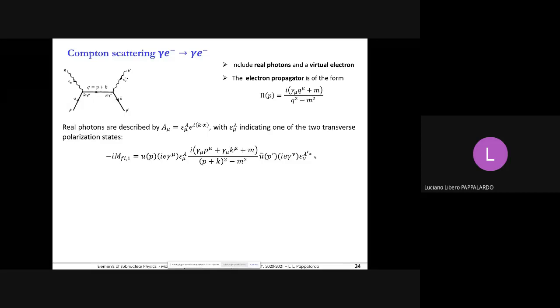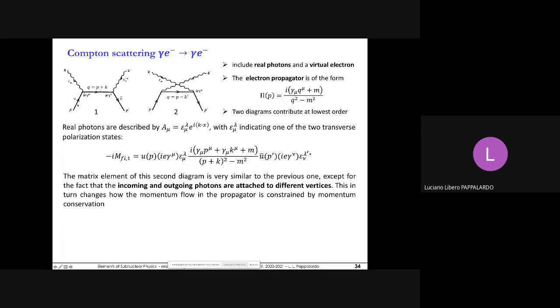However, this diagram interferes with this other diagram where you interchange the two photons, because these are indistinguishable. The matrix element of this second diagram is very similar to the previous one, as we observed already for the Møller scattering, except for the fact that the incoming and outgoing photons are attached to different vertices. They're just crossed here. And this, in turn, changes also the way the momentum flows into the virtual propagator. So in this case, we have P minus K prime instead of P plus K.